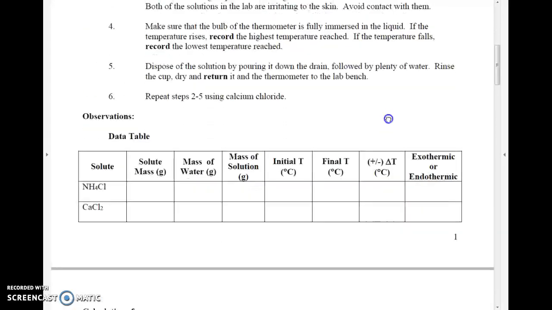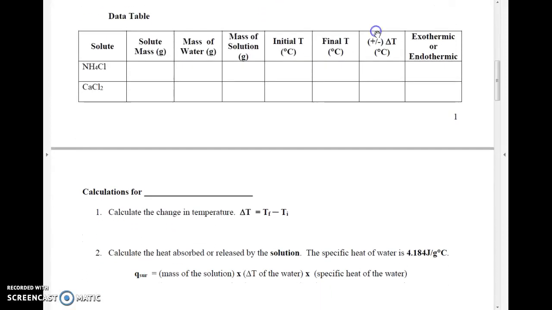Now the very bottom of here is where the data table is, and what you're going to do procedure-wise is you're going to measure out between 8 and 10 grams of these two solids here, ammonium chloride and calcium chloride. And you're going to use a graduated cylinder to measure out exactly 100.0 milliliters of water.